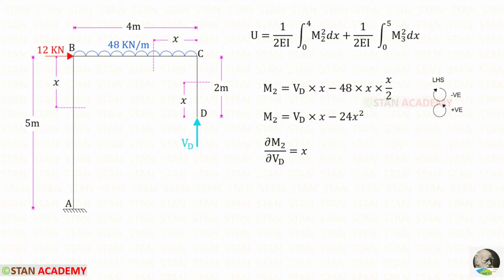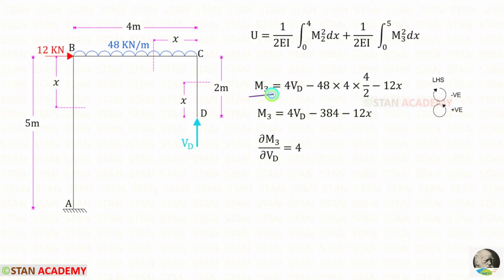Let us partially differentiate M2 with respect to VD. For VD it will be 1. Here there is no VD. In this case the differentiation will be 0. 1 into x is x.